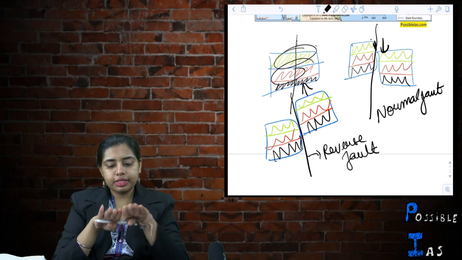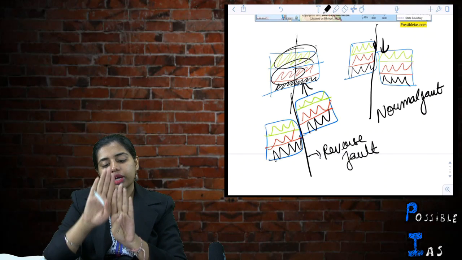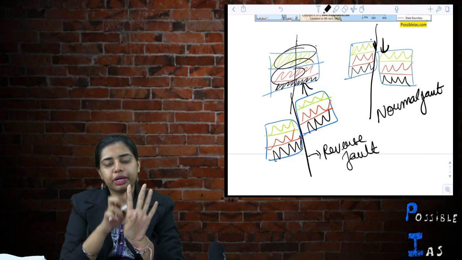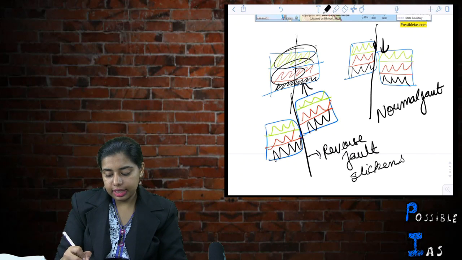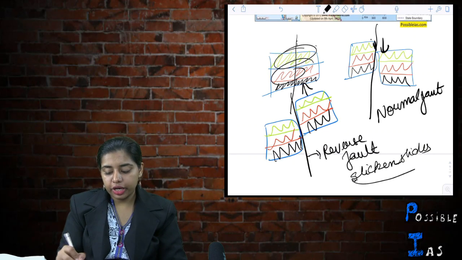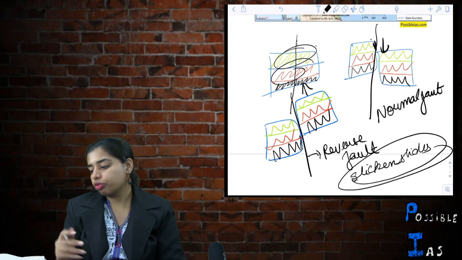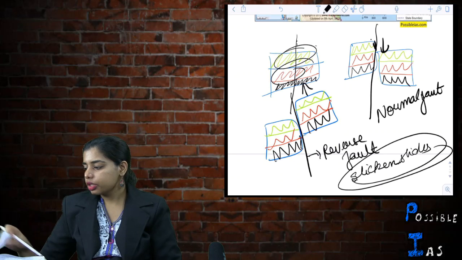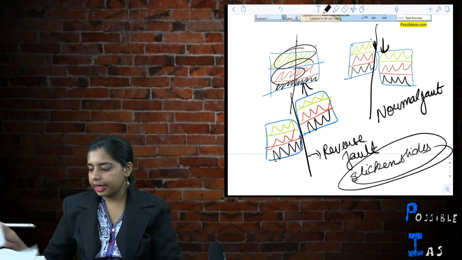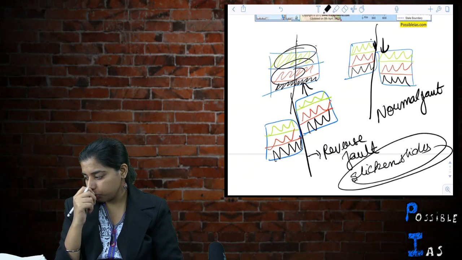When this movement is happening around these rocks, one side moving up or the other moving down, striations are made on this surface, which are known as slickensides. These striations help you decide the direction in which the fault has moved.